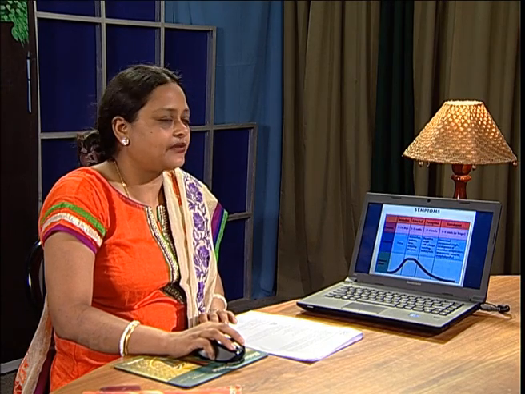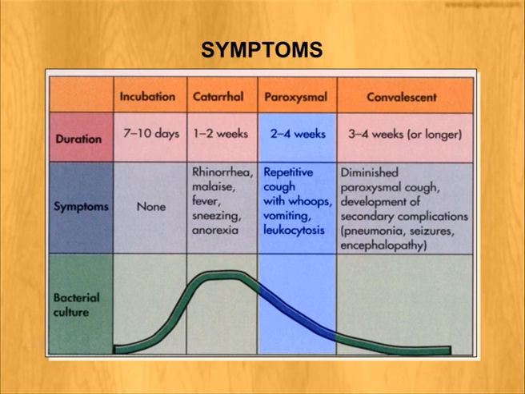Earlier to this, it's generally like any other disease, but here you have the characteristic whooping cough, where the patient keeps on coughing and may at times have fits. Vomiting is also associated with it, and even at times you have leukocytosis. Gradually the organism count declines, and the patient moves to the convalescent stage, that is the recovery stage of 3 to 4 weeks, or it can be longer, during which there may be some secondary complications arising: pneumonia, seizure, encephalopathy, all these may be happening.